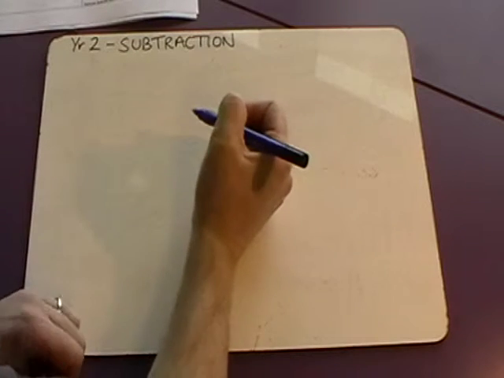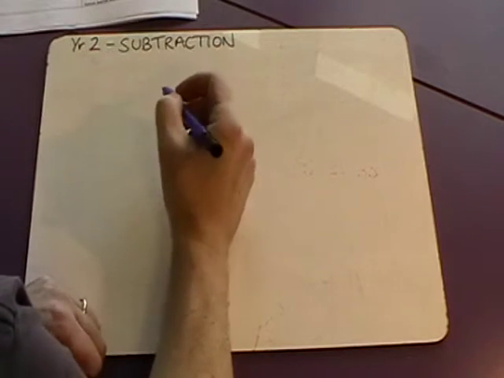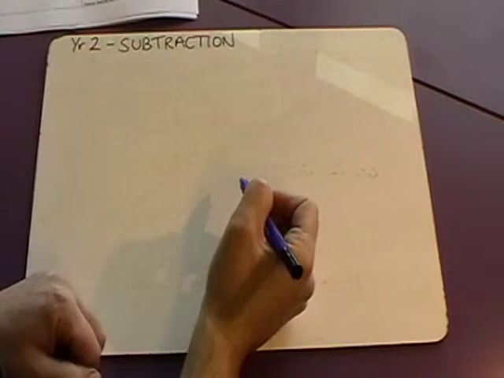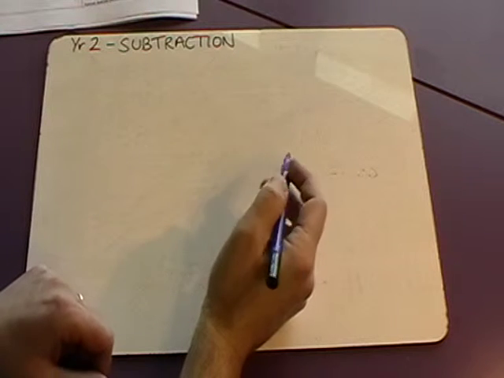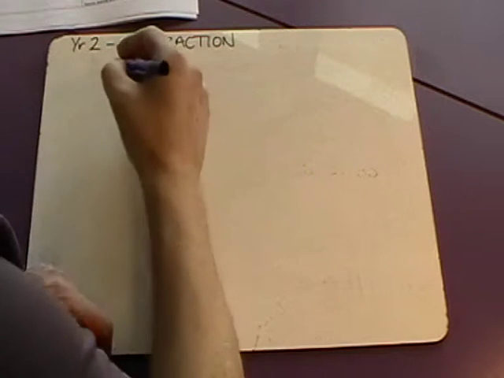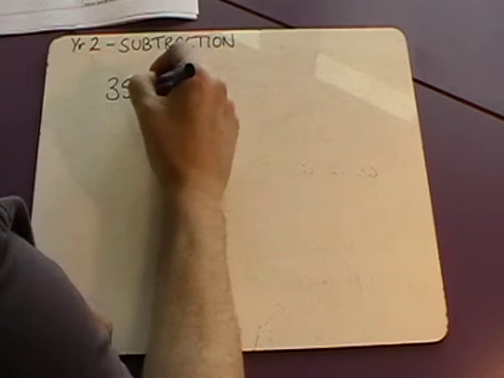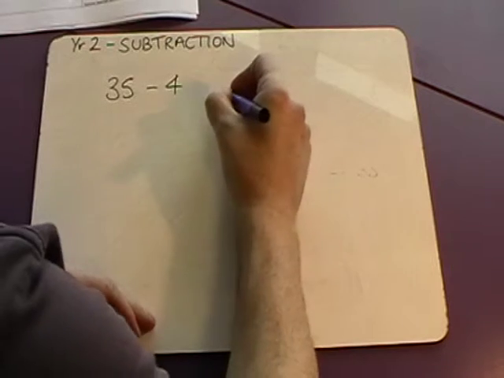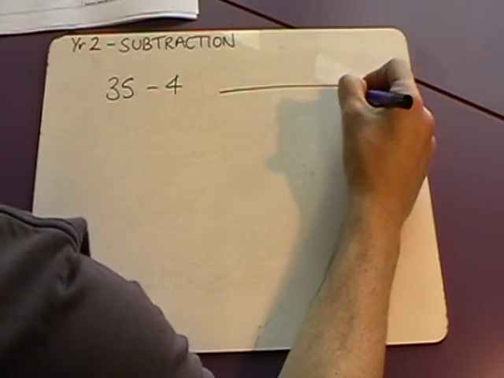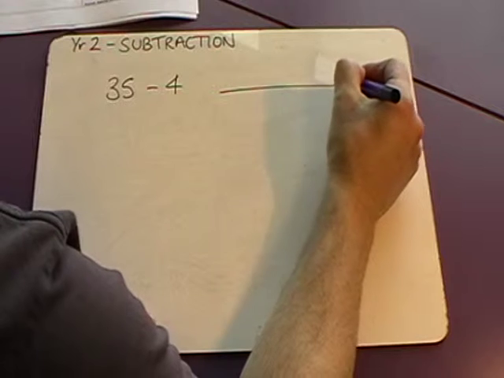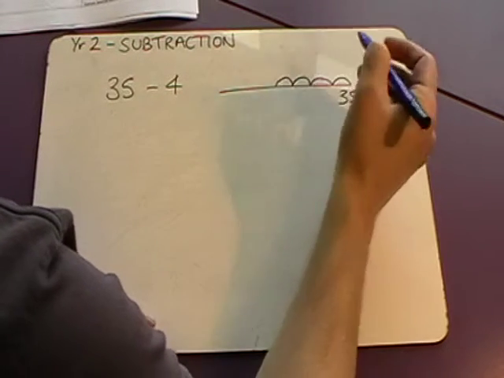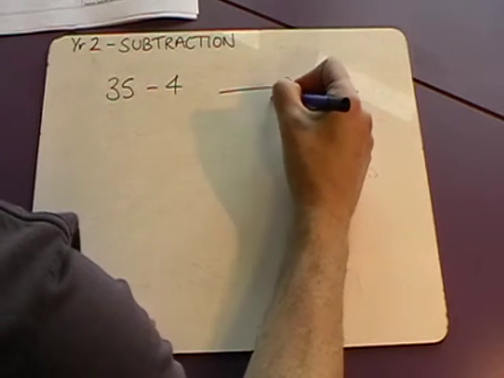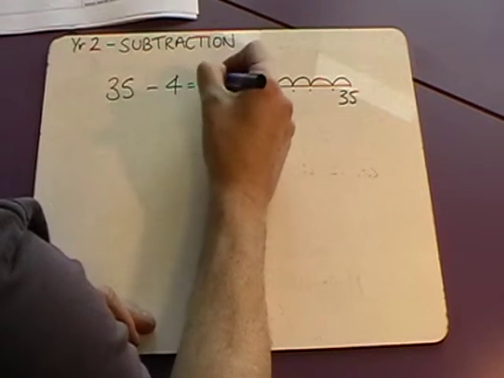When we're subtracting in year 2, the aim is to get children to be able to subtract 2-digit numbers. But we start by making sure that children can subtract single-digit numbers first from any 2-digit number. So for example, if we had 35, we'd want them to be able to subtract any single-digit number. We might support that with a number line by putting 35 and then counting back 1, 2, 3, 4, and that would be 35, 34, 33, 32, 31. So the answer would be 31.